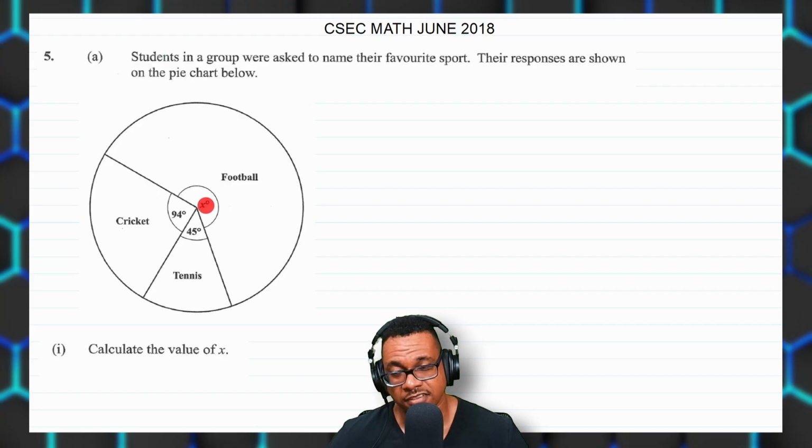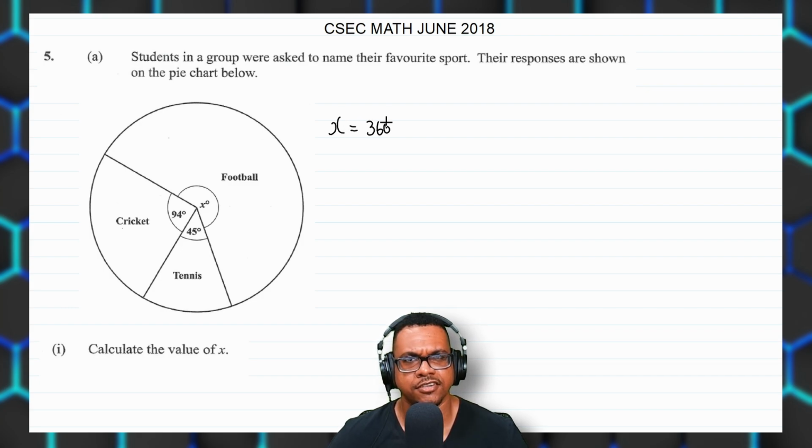Now x is an angle, and a full revolution is 360 degrees. So what we'll do to get x is add up the 94 and the 45, and take it away from 360 to get x. So x is equal to 360 degrees, take away 94 degrees plus 45 degrees.